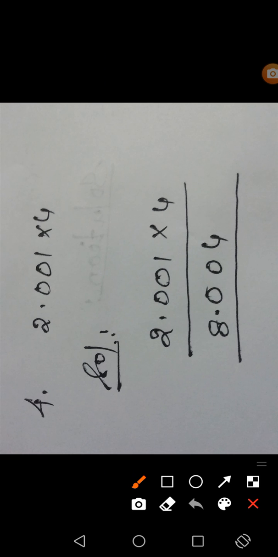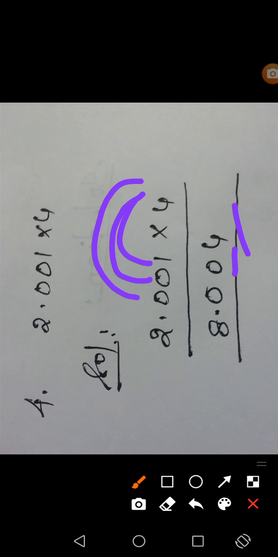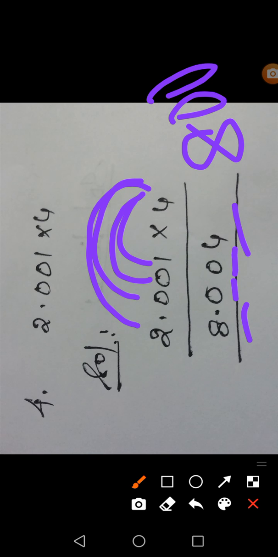One more question. 2.001 into 4. So 4 ones are 4. 4 into 0 is 0. Anything into 0 means we get 0, we know that. So 0 into 4 is 0. Then 4 twos are 8. So we get 8, 0, 0, 4.